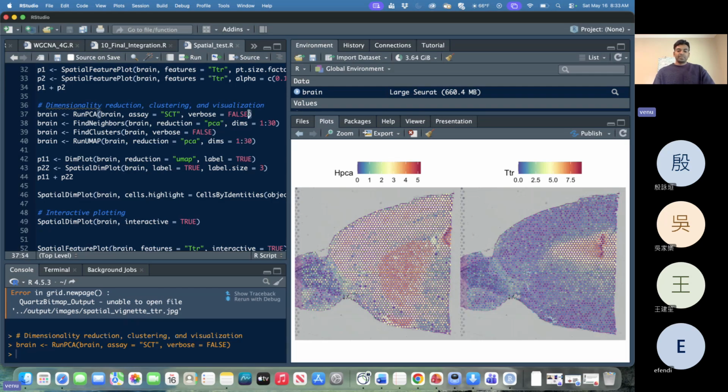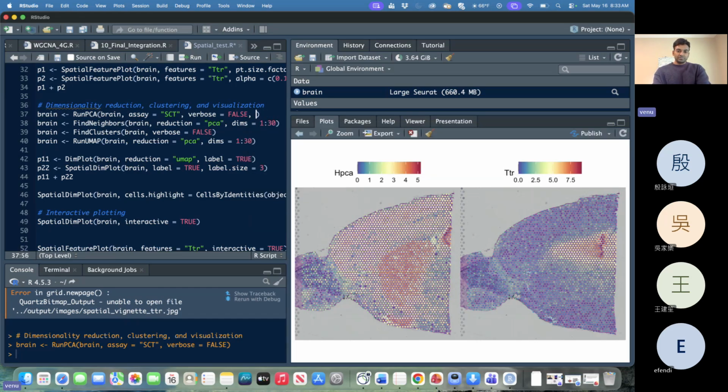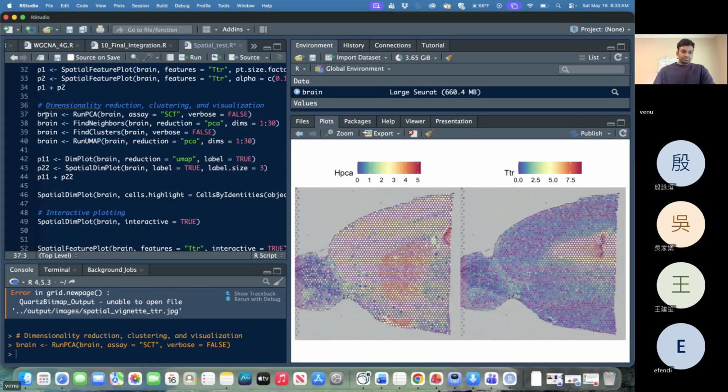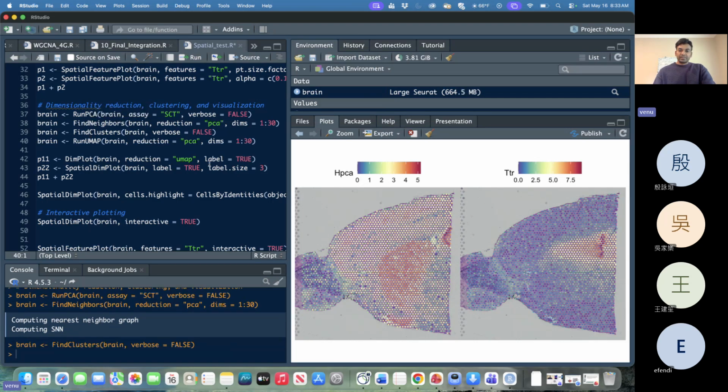For suppose if I want to use 30 PCs, I can simply use dimensions. And yeah, PCA is done. Next is find neighbors. Sorry, neighbors. Then we can find the clusters.